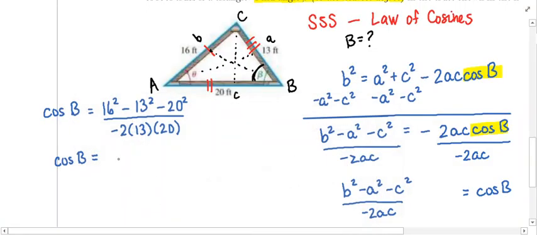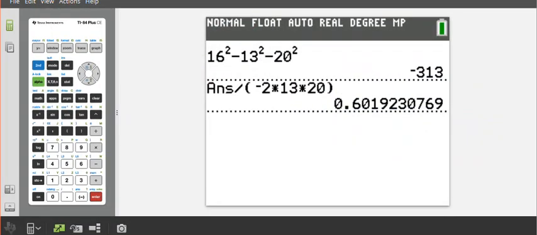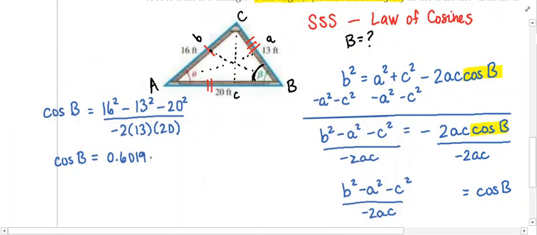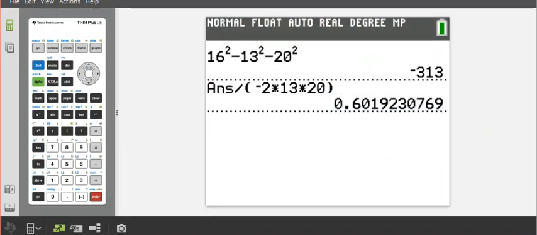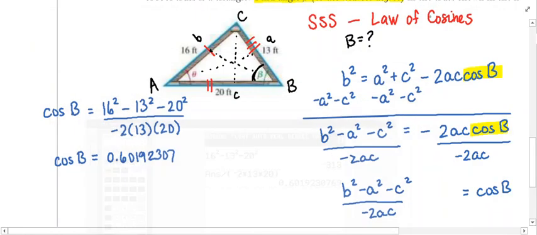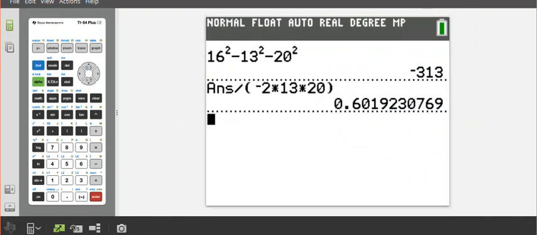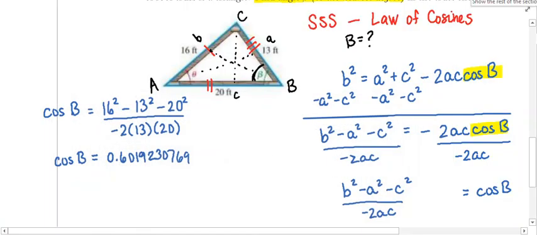Okay, you need to use the full decimal expansion for accuracy. So I'm going to write it down: 0.60192307, and then we've got 69. If you start rounding, it is going to mess with the angle. It's going to start rounding the angle, and we want to be exact. We want to be as accurate as possible. So this tells us that the cosine of B is equal to this decimal.